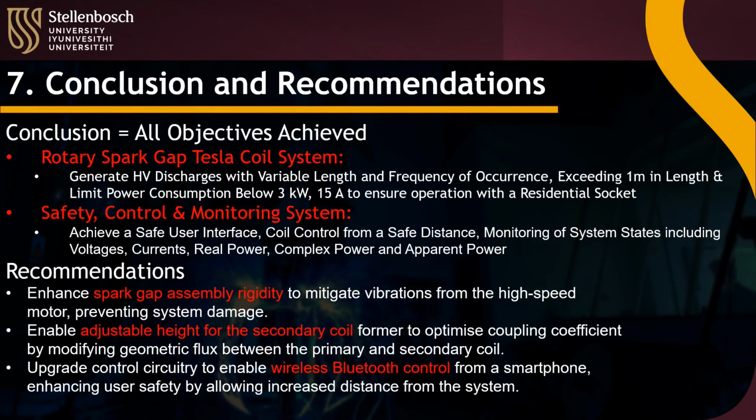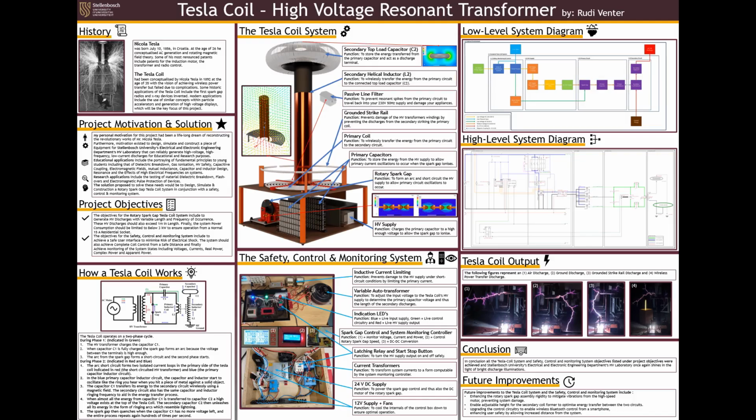In conclusion, all the Tesla coil system and safety control and monitoring system objectives were achieved. Future recommendations for the system include improving the rotary spark gap rigidity, being able to adjust the secondary coil height above the primary coil, and finally implementing Bluetooth wireless control. This concludes the presentation. The following is a brief presentation on the Tesla Coil High Voltage Resonant Transformer poster.